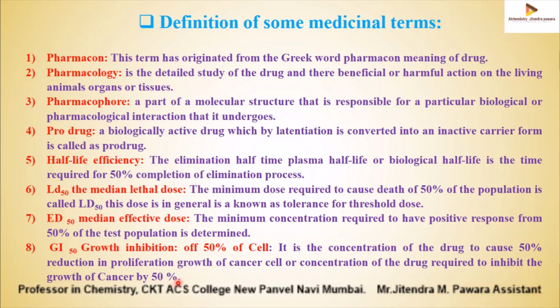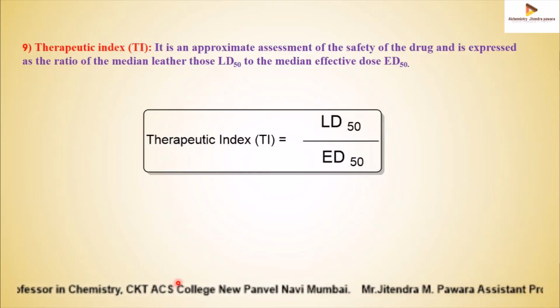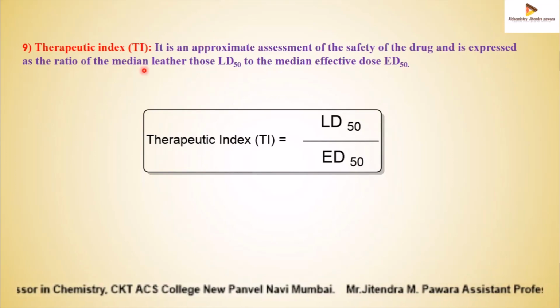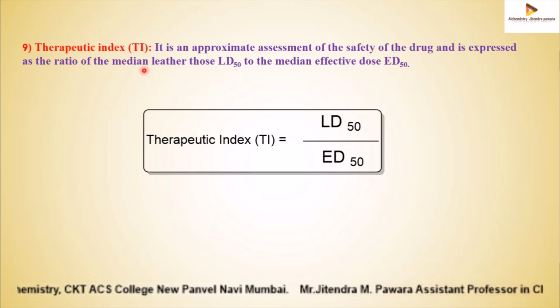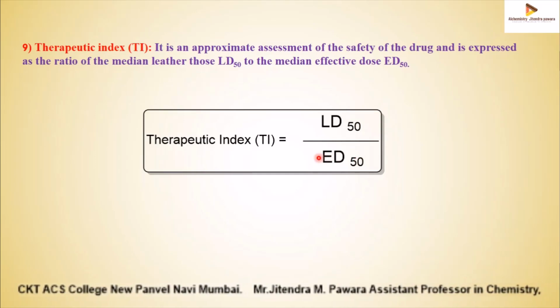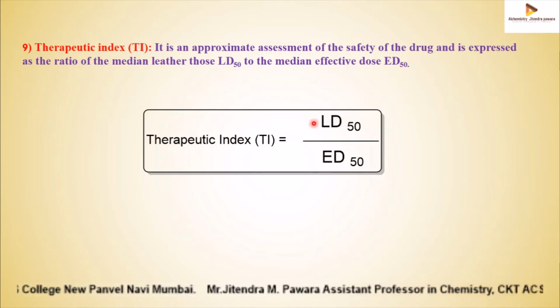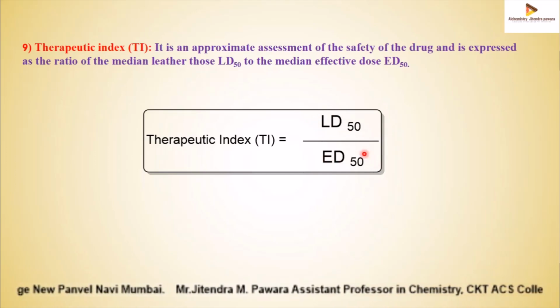Then the next point is therapeutic index, or TI. It is an approximate assessment of safety of the drug and it is expressed as the ratio of median lethal dose to median effective dose. So this is the formula of the therapeutic index. It is the ratio of median lethal dose to median effective dose, that is LD50 to ED50.